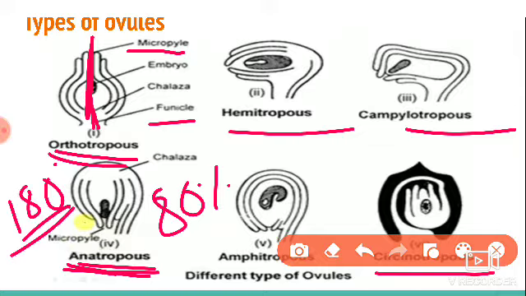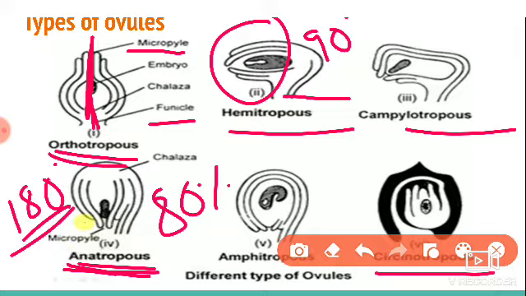Coming to the next one, the hemitropous ovule. In the hemitropous ovule, the funicle is here and the micropyle is at around 90 degrees, exactly around 90 degrees, or slightly more or less. It is slightly curved. As the name itself indicates, hemi means half. An example we can take is Ranunculus.